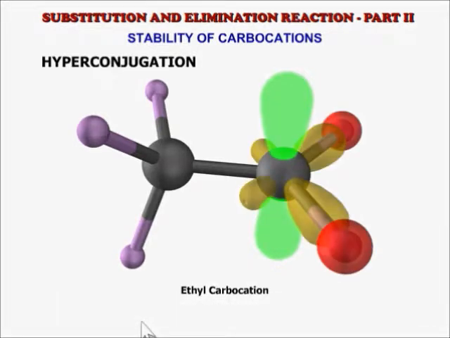In a primary carbocation, these sp2 hybrid orbitals are bonded with the s orbitals of hydrogen atoms. Now the angular separation of these orbitals from the empty p orbital is 90 degrees. So there is very little chance of these electrons interacting with the empty p orbital.